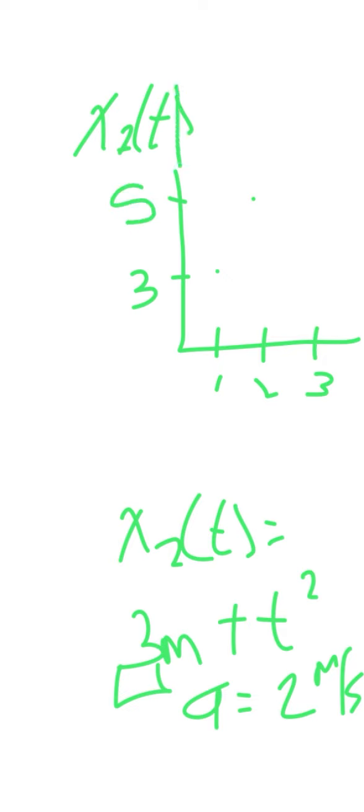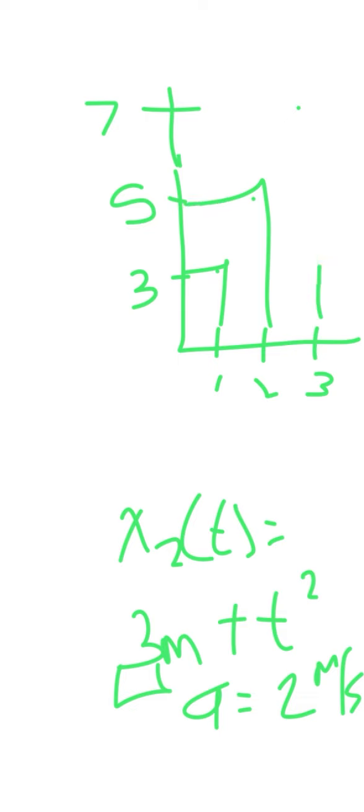And then if it were to continue, we can see that it would go up to 7 at 3. So it forms a rectilinear line like this. And that's the graph of x sub 2 of t.